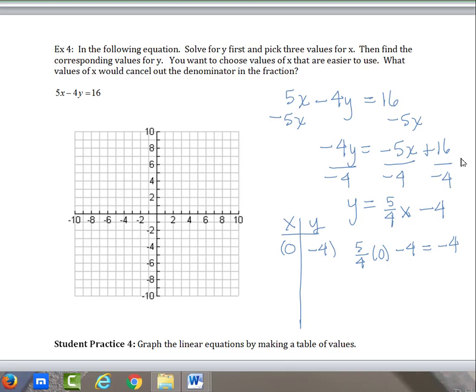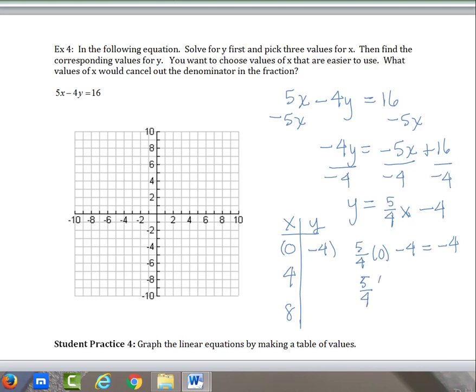So if it's possible to choose an x value that will cancel out that 4 to make the arithmetic easier, I want to do that. So I'm going to choose multiples of 4. Again, you only have to choose multiples when you have a denominator that's not 1. I'm going to choose 4, and I'm going to choose 8 for my x coordinates. So I'm going to go ahead and plug those values in.